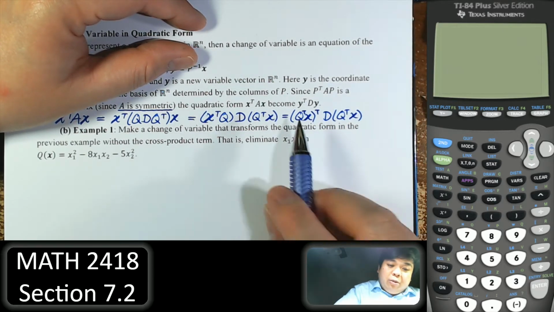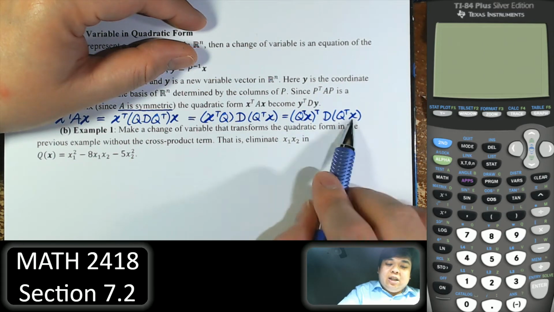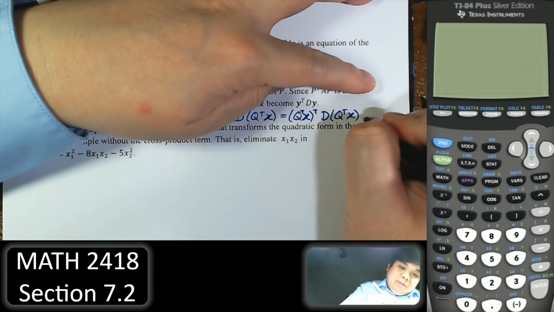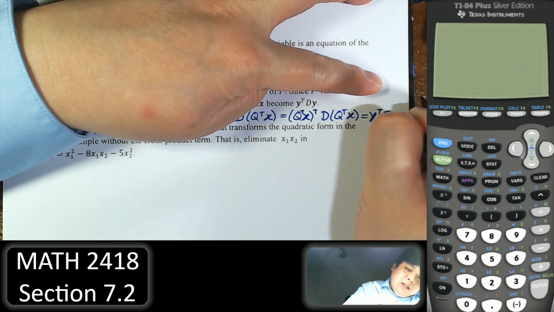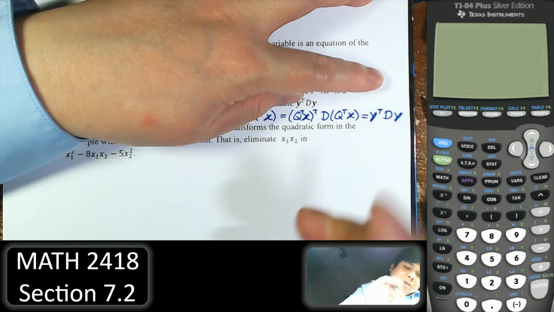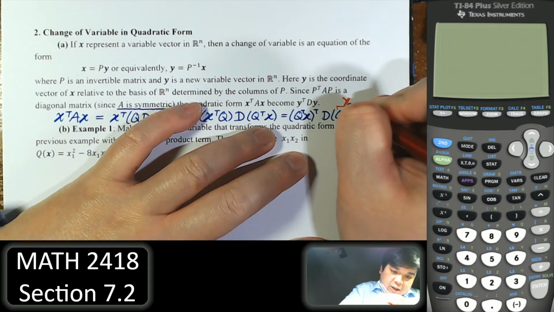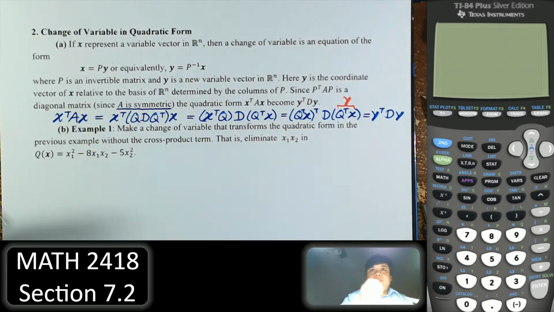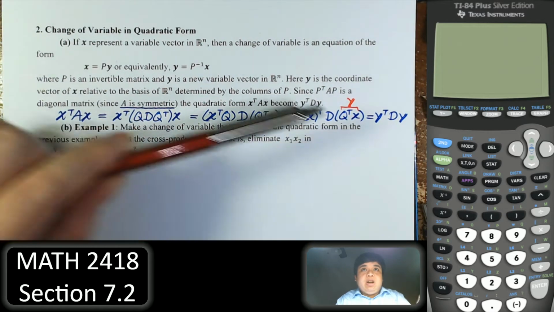Notice that here we have Q transpose X and Q transpose X. That would be Y transpose D Y, where Y is Q transpose X. So we turn a quadratic form into another quadratic form. However, the original is a symmetric matrix A, but this is just the diagonal matrix D.